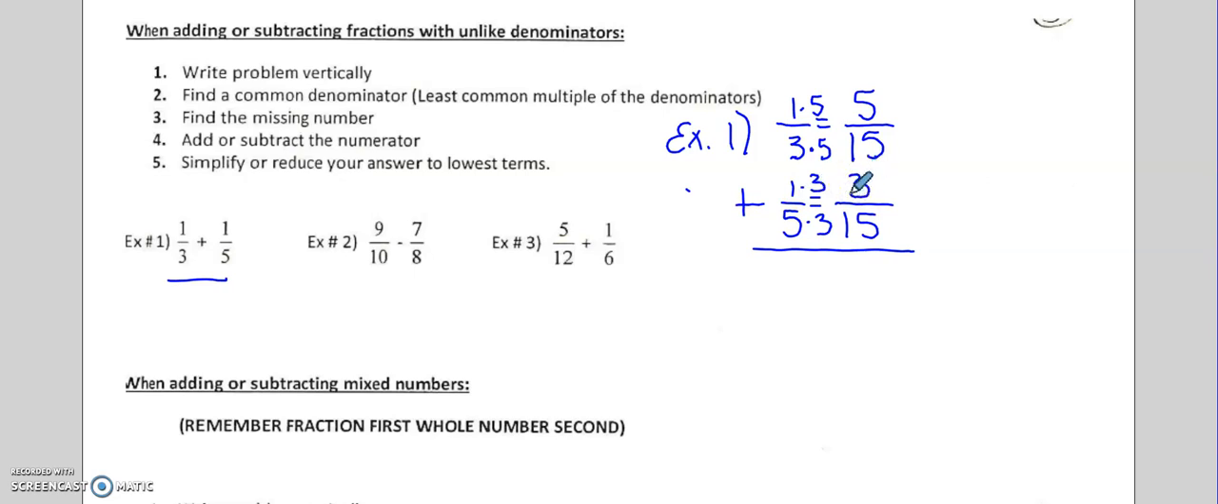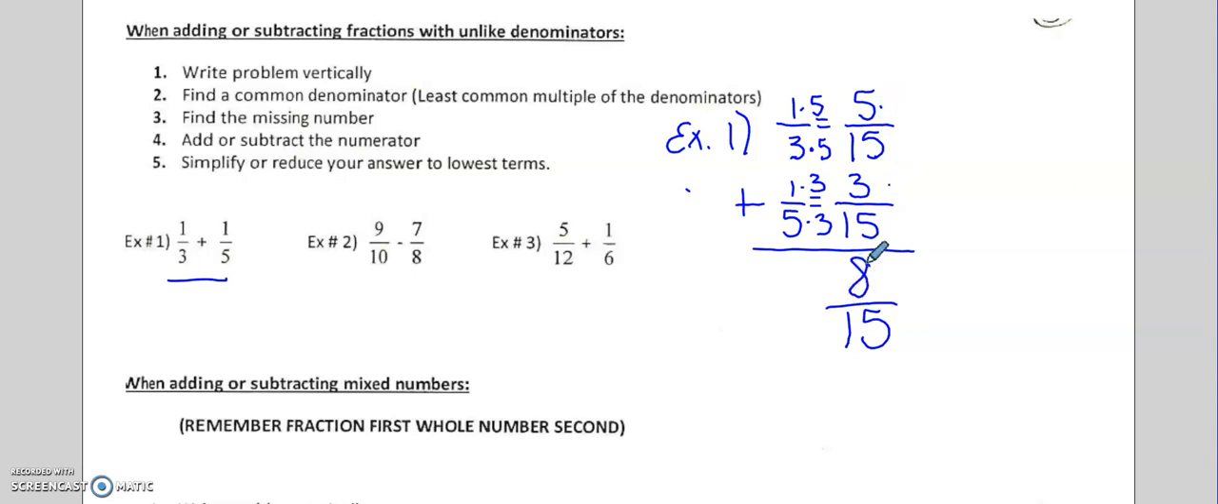And now, because I have a common denominator, I can simply add the numerators. When I add and subtract, the denominator stays the same. So I have 15, and I have 5 plus 3 is 8, and 8/15.